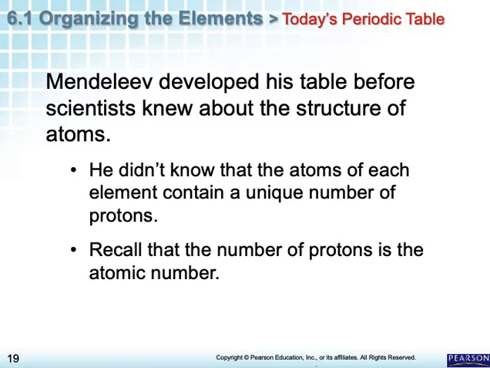So, he developed his table before scientists knew about the structure of the atom. At this point, we hadn't even discovered the electron or proton, and we certainly didn't know about the neutron. So he didn't know that atoms each had a unique number of protons, and we know that the number of protons is the atomic number for that element.